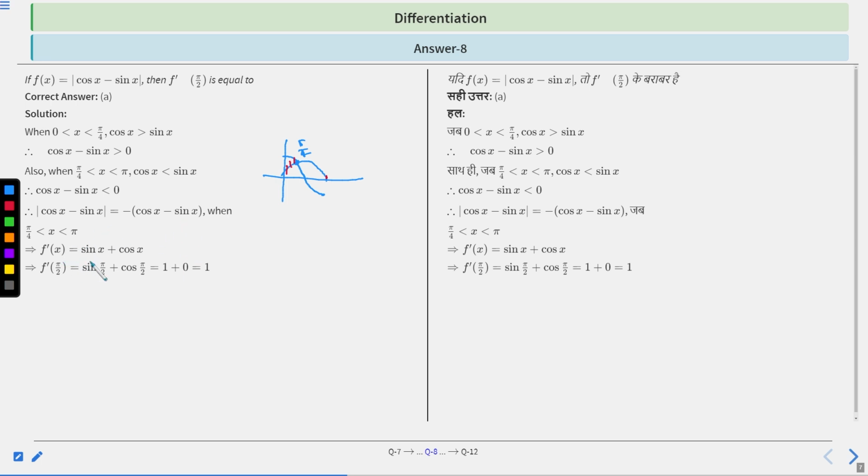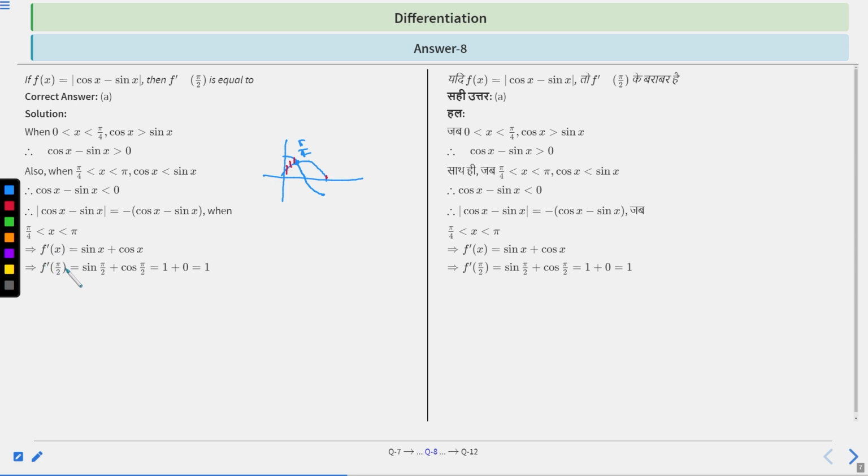Now let's find f dash x. F dash x, see, fx is basically sin x minus cos x. So f dash x will be the differentiation of sin x, which is plus cos x, and the differentiation of minus cos x, which is plus sin x, right? So f dash x will be sin x plus cos x, right?